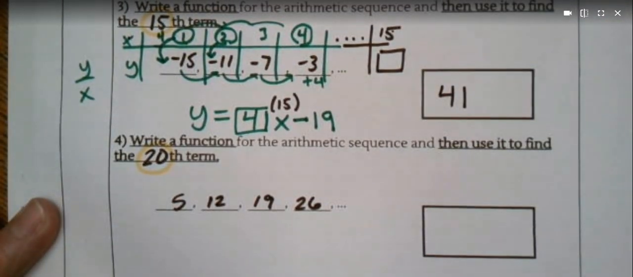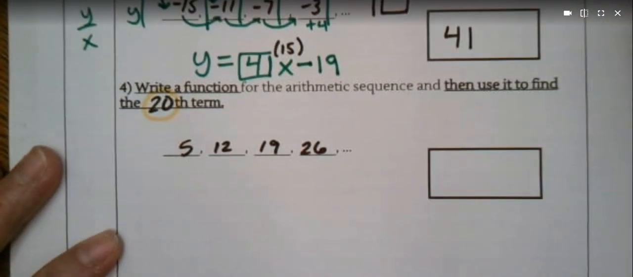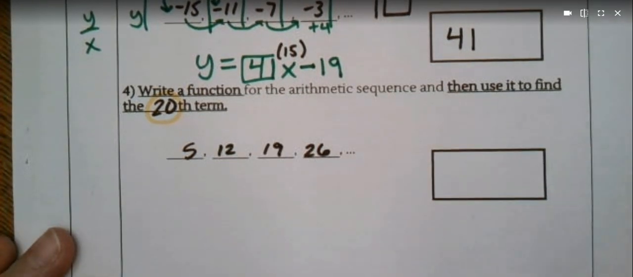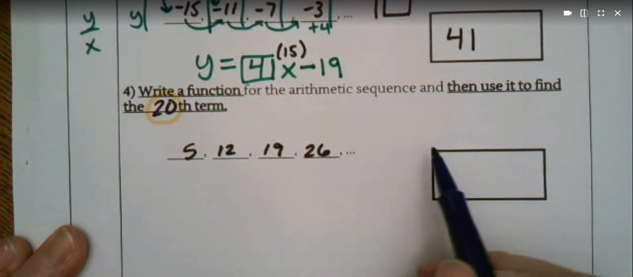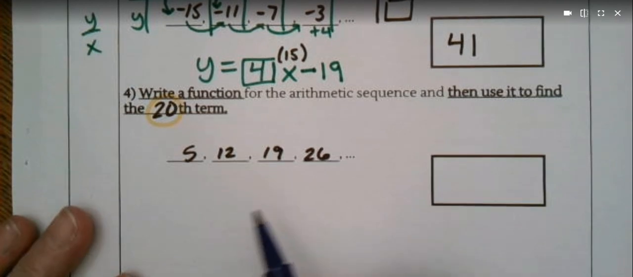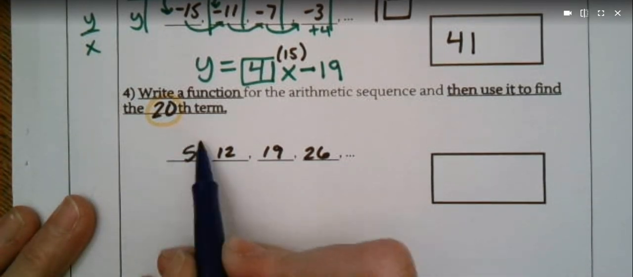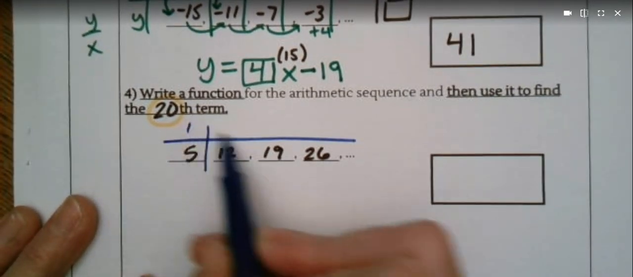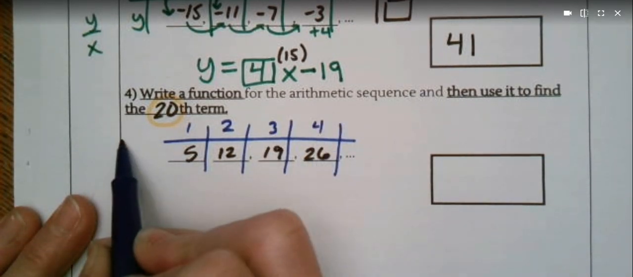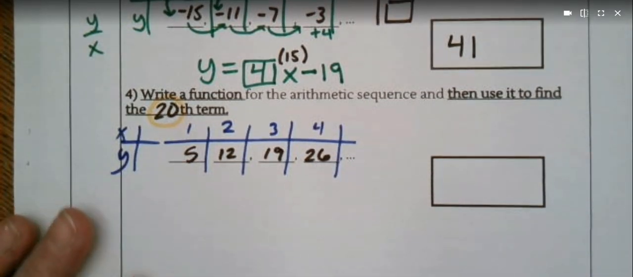Okay, let's try number 4. Go ahead and write the sequence of numbers. We're going to use our function to write the 20th term. We don't want to have to list all these numbers out to write the 20th term. I mean, imagine finding the 100th term. No way. Okay, so I'm going to put them in a table. Term 1 is 5, term 2, term 3, and so on. Remember, we got x and y. Okay, I know it's a little bit of work, but it's really going to help you out.